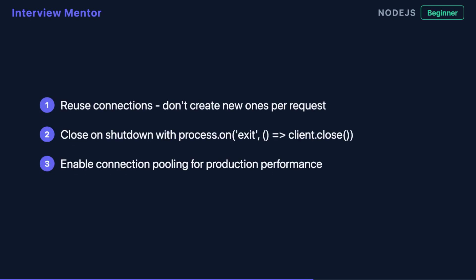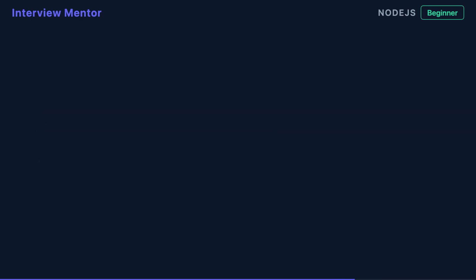Remember 3 key points. Reuse your connection instead of creating new ones for each request. Close the connection when your app shuts down using process.on exit, and enable connection pooling for better performance in production.